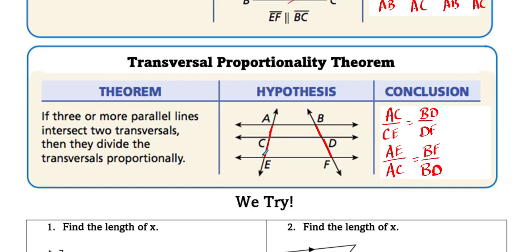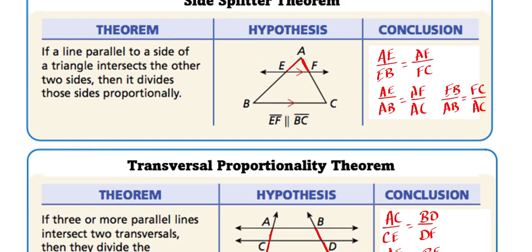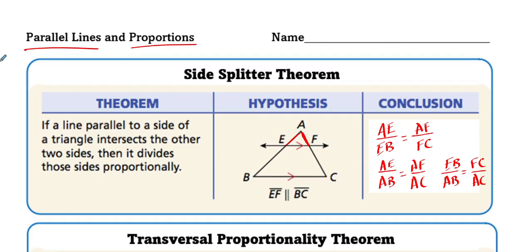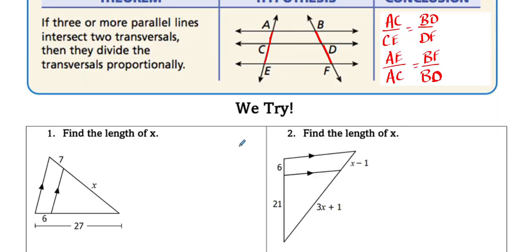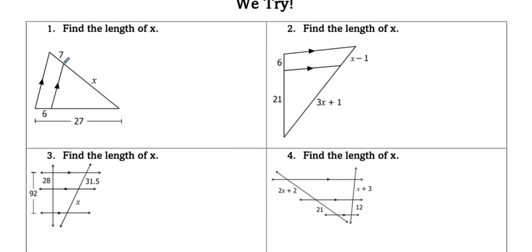Either way, it's proportional. And actually, this is kind of redundant from previous units. We know that if these are parallel, then these angles are corresponding. So by angle, we know that these two triangles are similar. So we know we could set up these proportions. It's just setting it into a formal theorem.